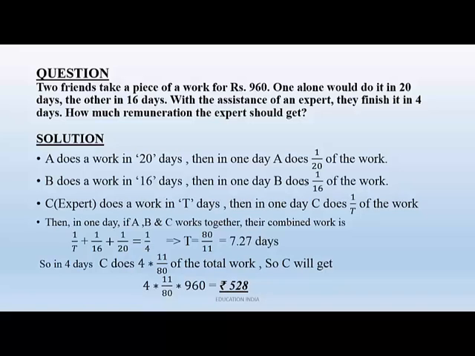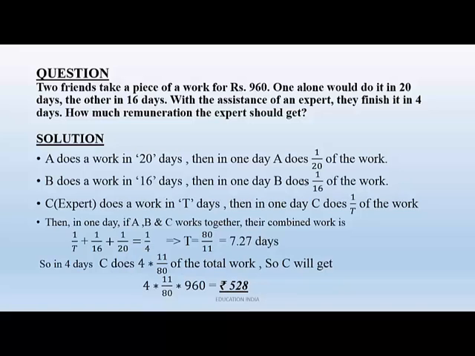And that is the fraction of the wage that she should get. So 4 into 11 upon 80 into 960 is the amount assigned to C. C is capable of doing the work in 80 upon 11 days. So the alone time of C would be 11 upon 80. So the wage that C is capable of should be proportional to 11 upon 80 in 1 day.